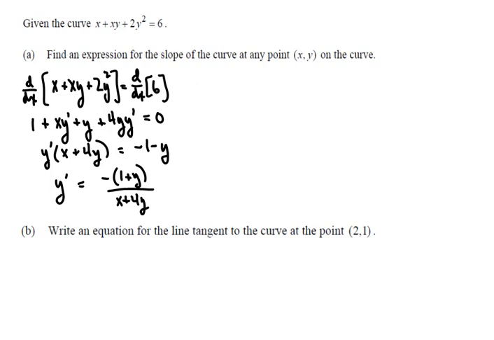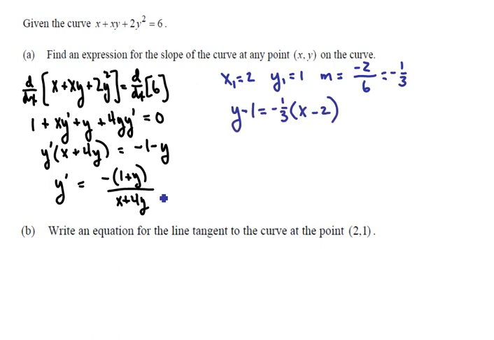For part B, we want to write an equation for the line tangent to the curve at the point 2, 1. Well, we know our x sub 1 is 2, our y sub 1 is 1, and our slope we will get from the derivative by plugging in the numerator y is 1, so we'll get negative 2. The denominator x, which is 2, plus 4 times 1, which is 6. So we end up with negative 1/3, and the equation would then just be y minus 1 equals negative 1/3 times the quantity x minus 2.